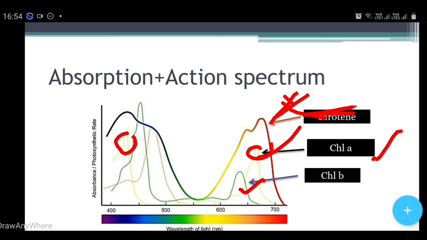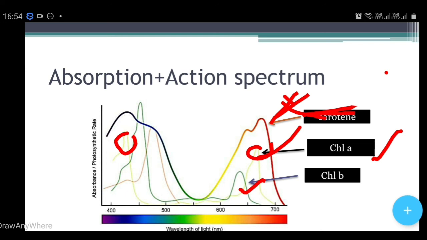That is the reason we can say that chlorophyll A is considered as a reaction center. Means what? Because it performs more photosynthesis than it actually absorbs the light. So that is the main reason that chlorophyll A is considered as a reaction center. Why? Because it produces a high rate of photosynthesis near these two regions when compared to other pigments. Okay, so this is with your action and absorption spectrum.